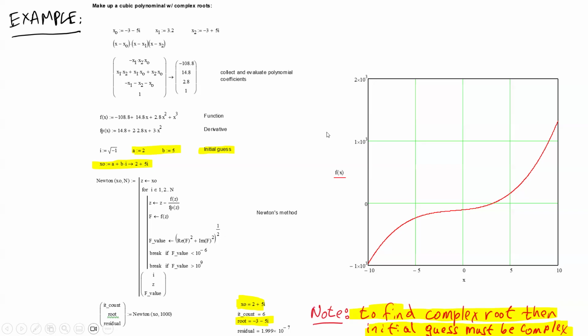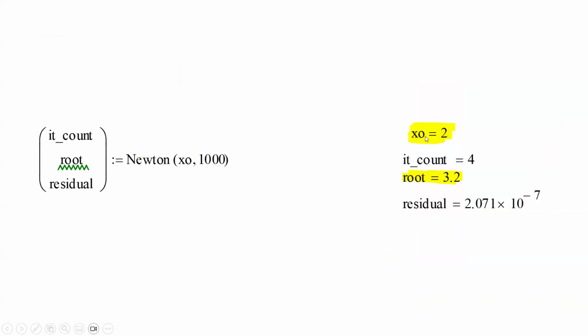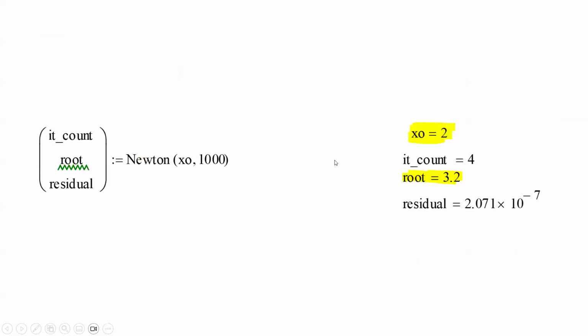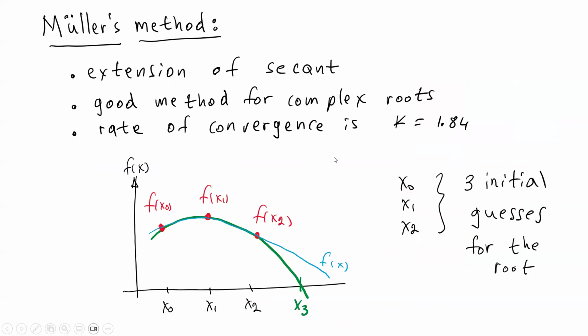But if the initial guess is set up as a simple number or a real number, the Newton-Raphson method will converge to the real root of the function. For example, if we set up the initial guess as 2, after certain iterations, we find this root of the function. This is the point that we have to know for finding complex roots.